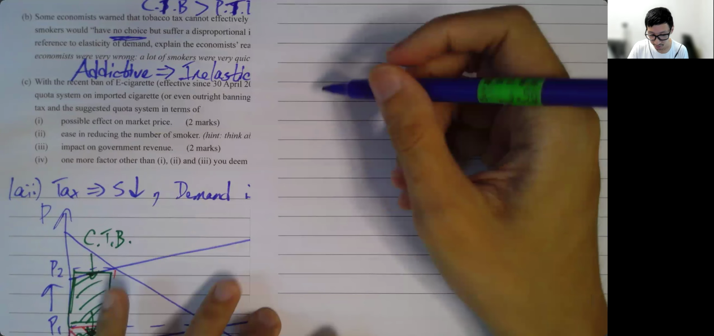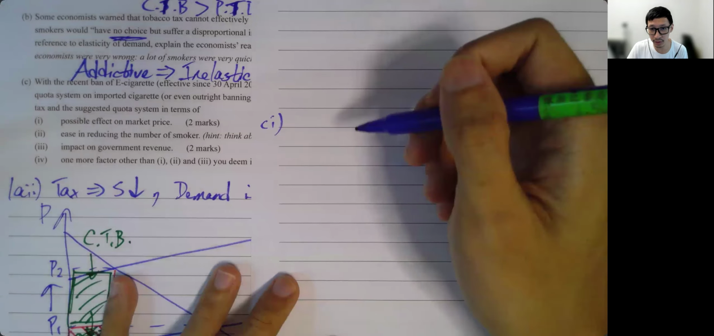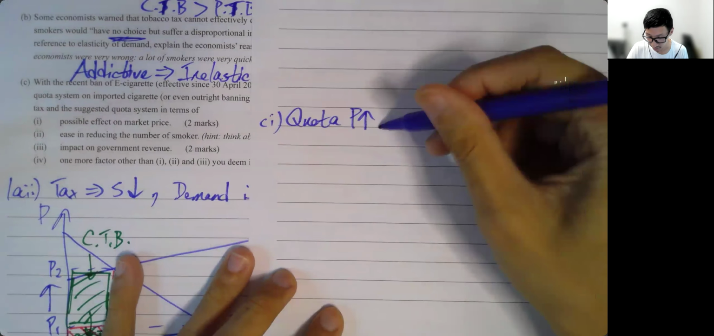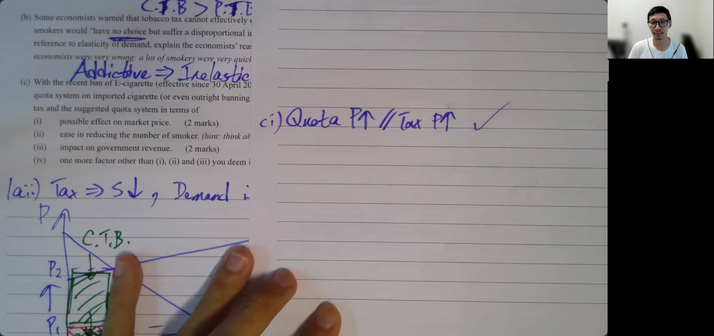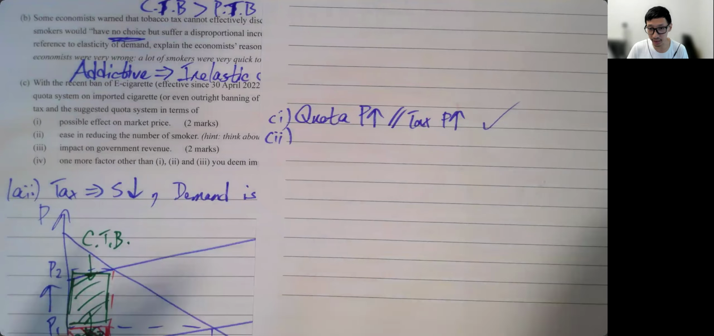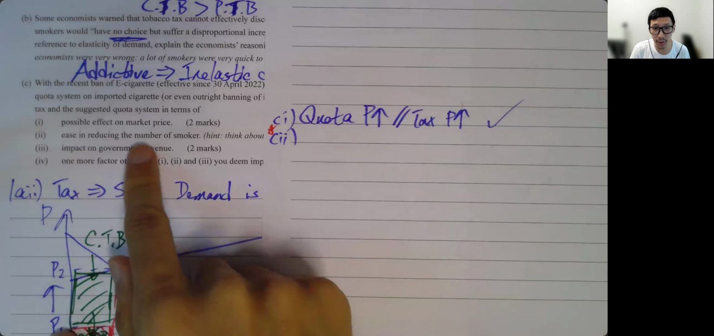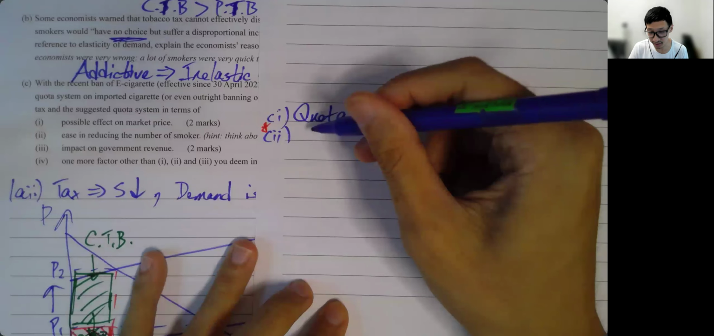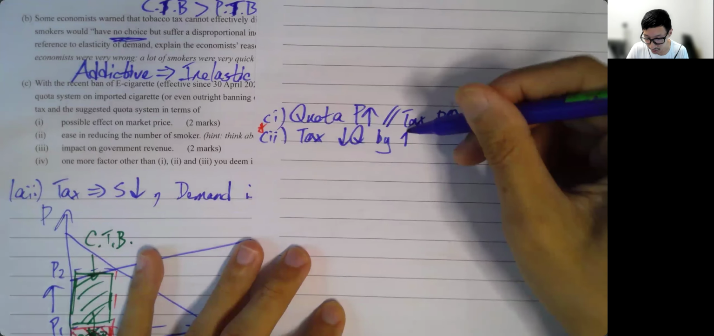So let's see here. Now for C1, price, nothing too difficult. Quota, price increase, of course, right? Tax, also price increase. So basically, they're the same. Okay, not much problem. Now C2, okay, C2 is the important one. C is the important one. Okay, is in reducing the number of smokers. Just now, we already mentioned, because tax lower quantity by increasing the price.